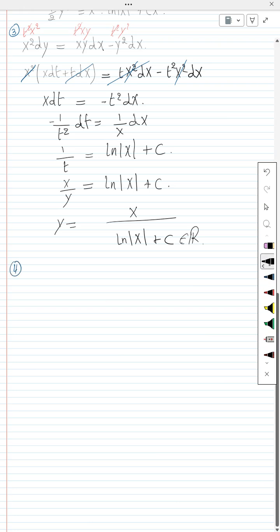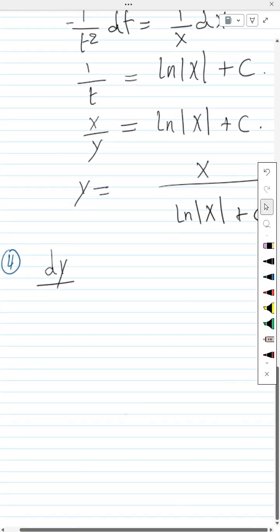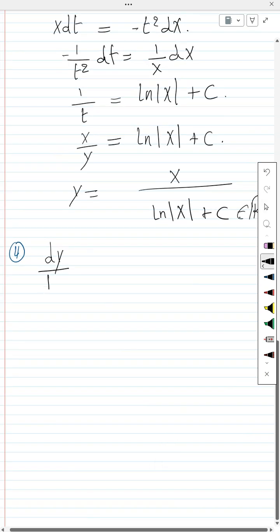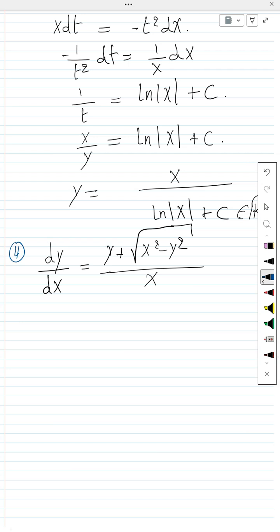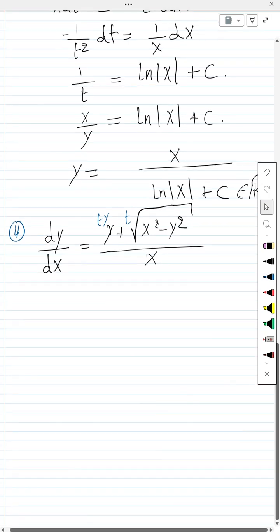It says dy over dx is going to be y plus the square root of x squared minus y squared, over x. By replacing x and y by tx and ty, we will end up with some simplification. Here it's going to be ty, and here t squared, and there is the square root, and it's going to be t, and here t. They are all going to be cancelled.